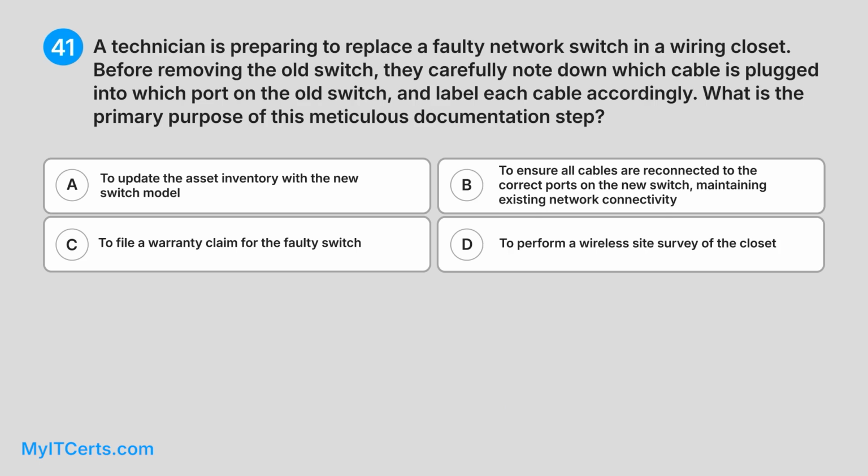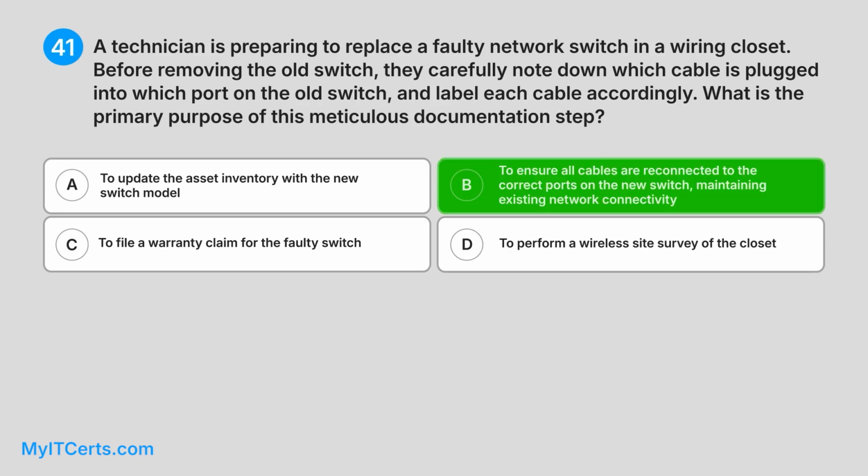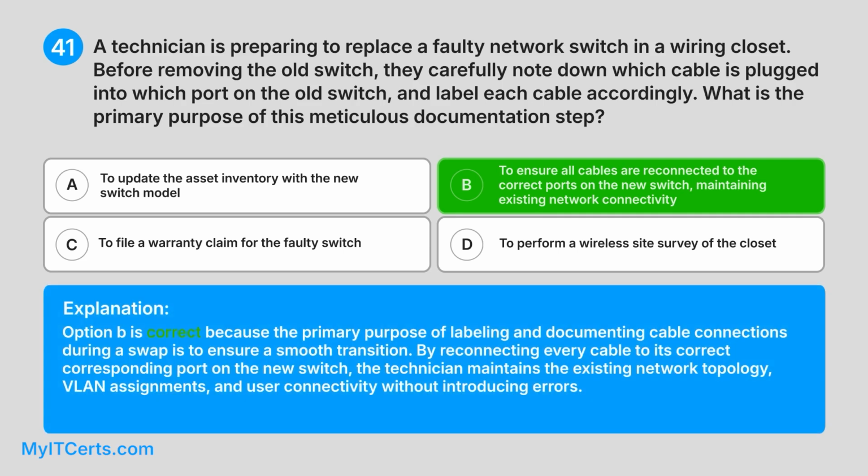Correct answer: B. To ensure all cables are reconnected to the correct ports on the new switch, maintaining existing network connectivity. Explanation: Option B is correct because the primary purpose of labeling and documenting cable connections during a swap is to ensure a smooth transition. By reconnecting every cable to its correct corresponding port on the new switch, the technician maintains the existing network topology, VLAN assignments, and user connectivity without introducing errors.